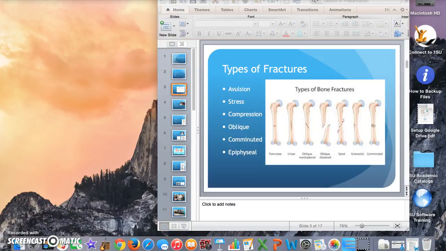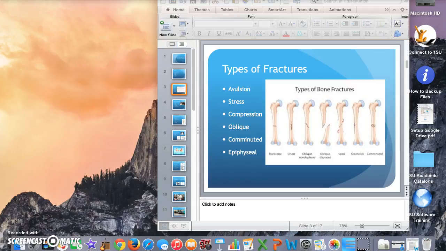Below are the types of fractures. An avulsion fracture is a sudden violent contraction or stress that causes a ligament or tendon to pull a piece of bone away from its attachment. An example of this would be Osgood-Schlatter, which occurs at the tibial tuberosity.